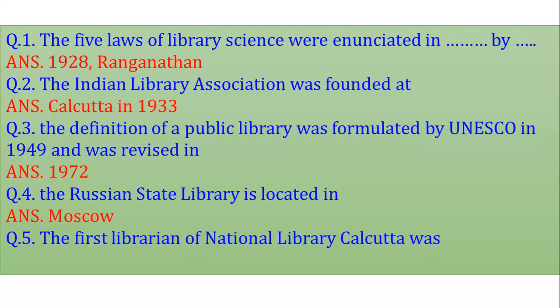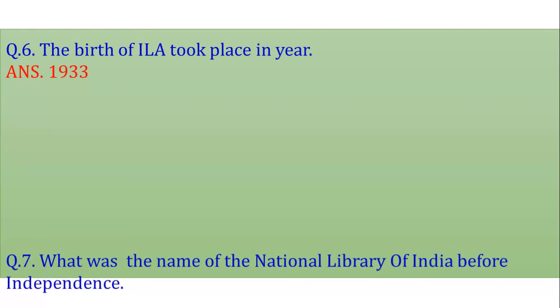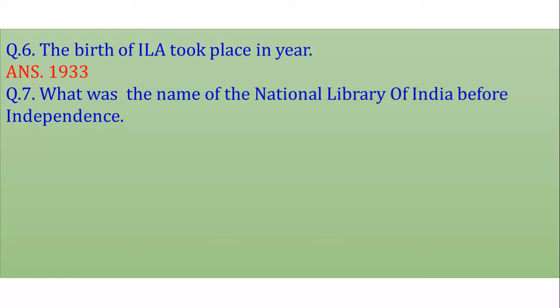The first librarian of National Library Calcutta was B.S. Keshwan. The birth of ILA took place in year 1933. What was the name of the National Library of India before independence? Imperial Library.